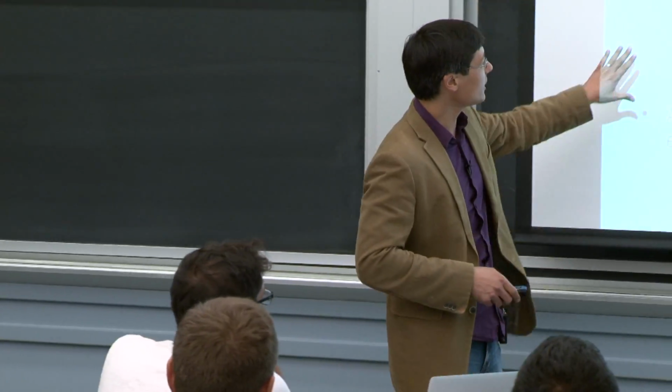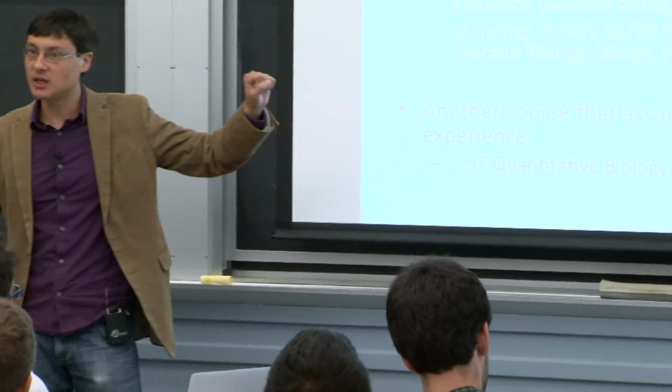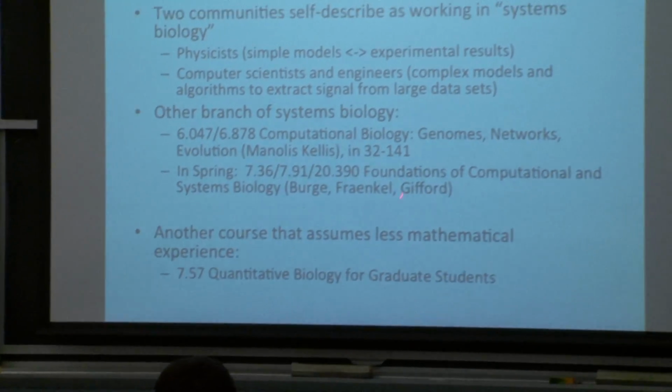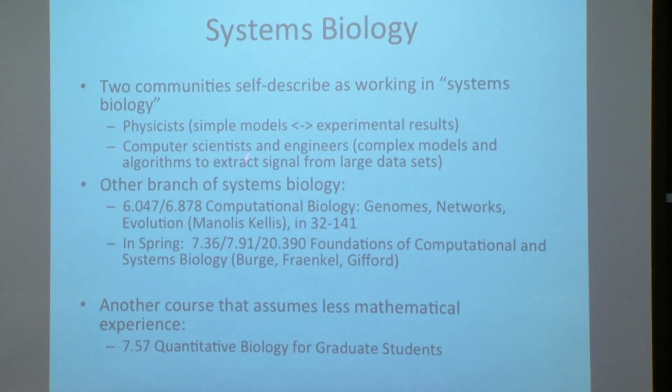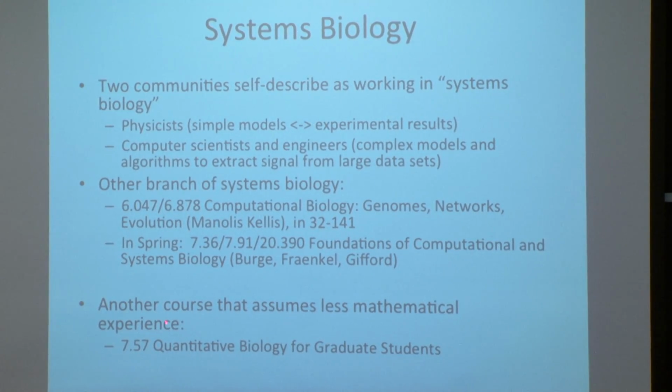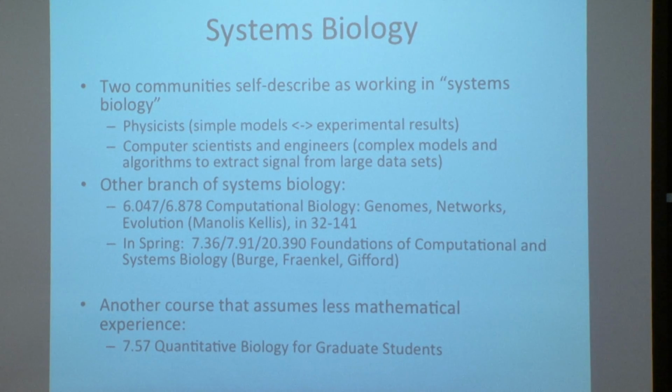Okay. Similarly, in the spring, there's another computational biology class that some of you may be thinking about, and this is taught by Chris Burge and company, and also I'd say maybe more of this other branch of systems biology. And finally, once again in the spring, there's a class, quantitative biology for graduate students, that I'd say probably assumes somewhat less mathematical background. So if after looking at the syllabus, or maybe even getting started looking at the first problem set, you think that this class is expecting too much, then you may want to consider taking quantitative biology in the spring, and then maybe taking systems biology, this class, next fall.